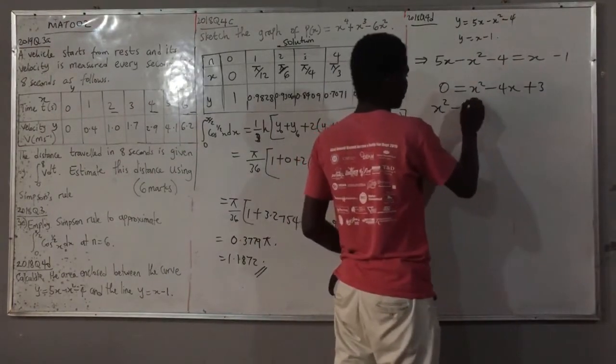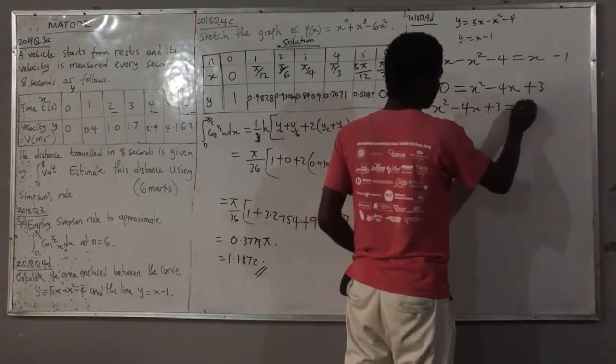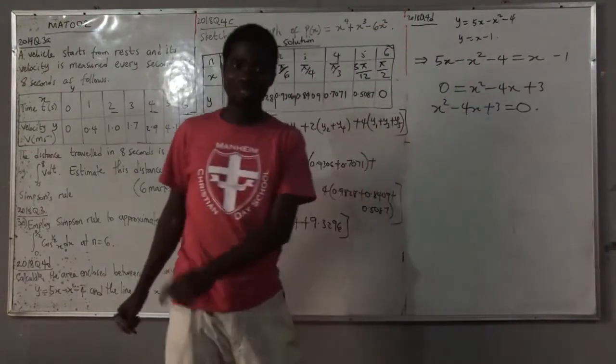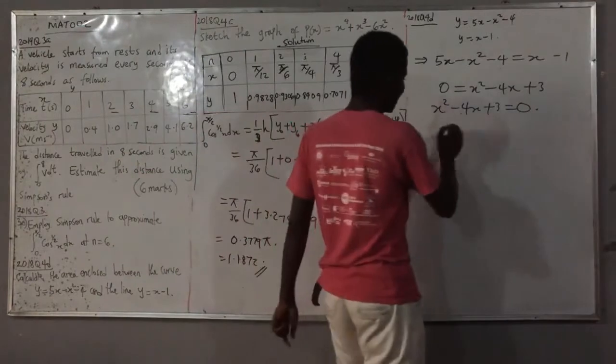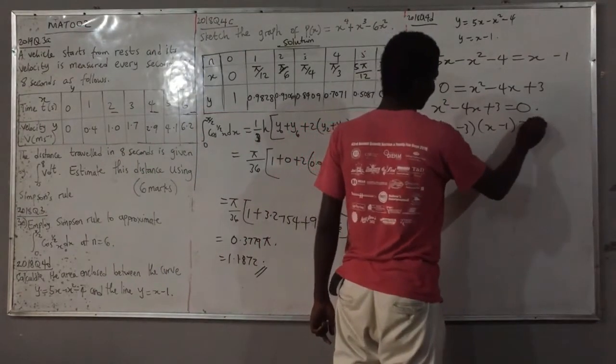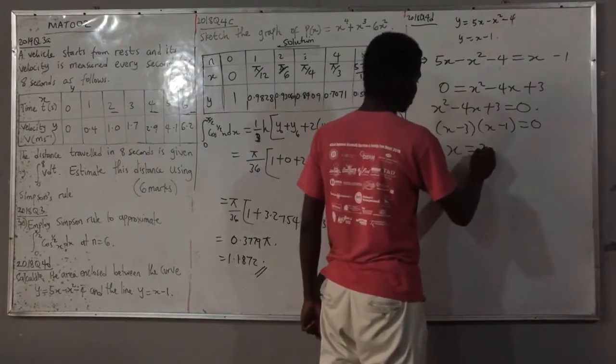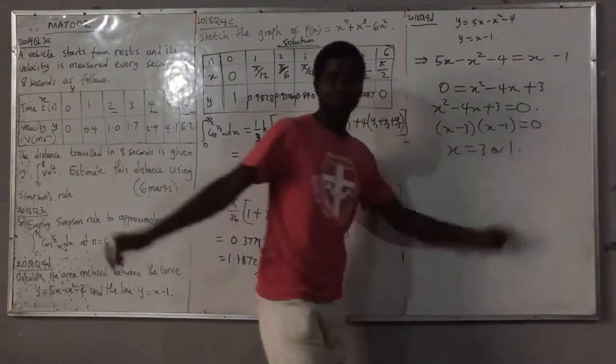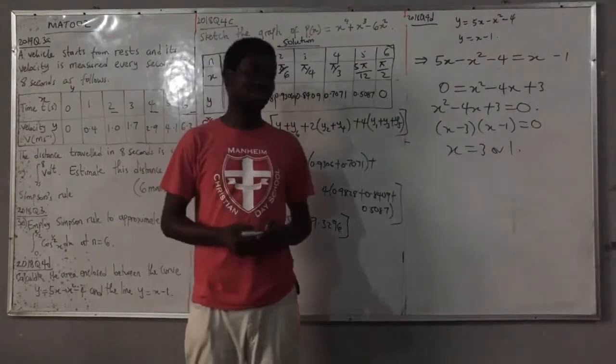Let me write it well. I have x squared minus 4x plus 3 equals 0. So you can solve this equation. This is x minus 3, x minus 1 equals 0. So x is equal to 3 or 1. So that is my boundary.